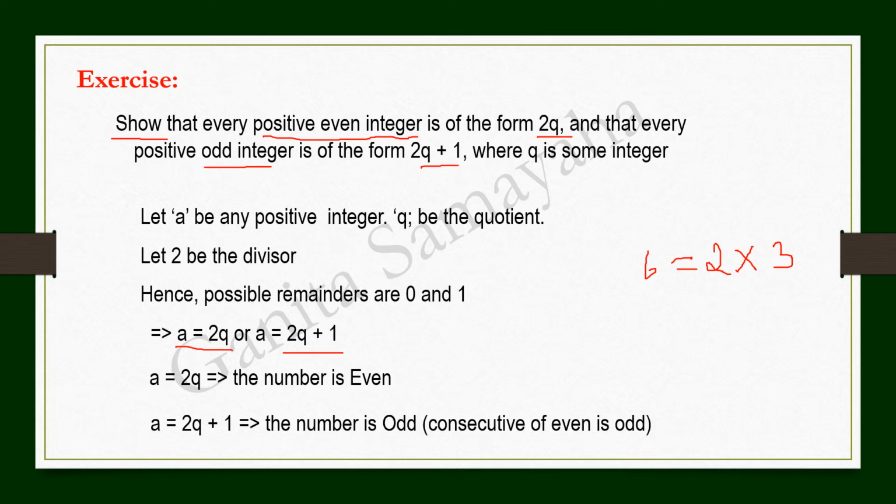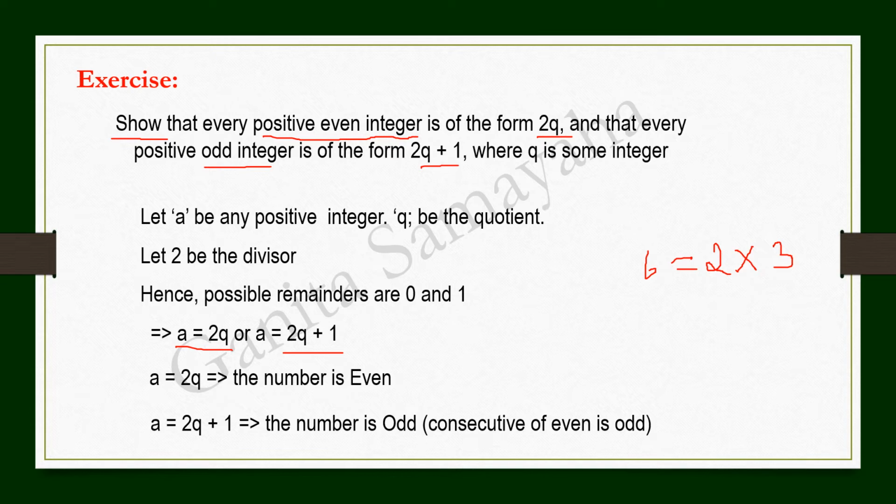Okay, children. So this is a very important conclusion that we have arrived at, and you must bear it in mind. All positive even numbers are of the form 2q, and all positive odd integers are of the form 2q plus 1. So with this as the base, we try to solve a few more problems.